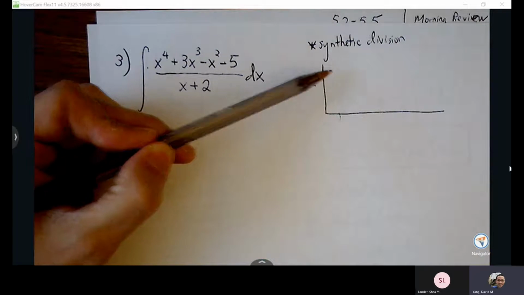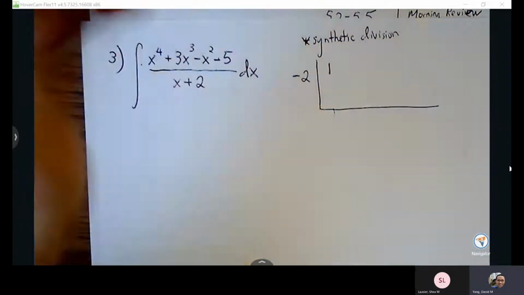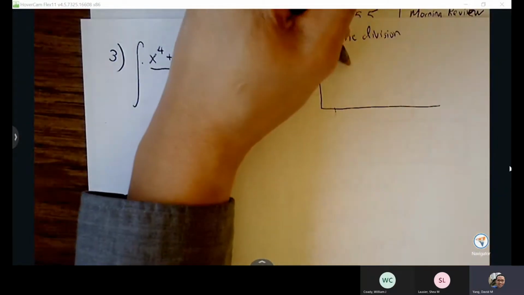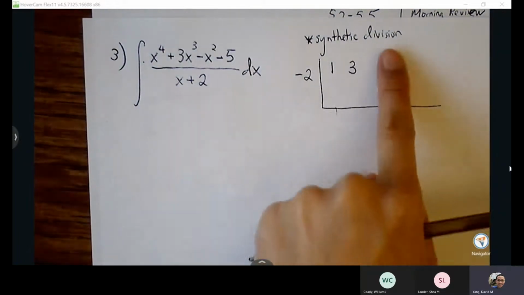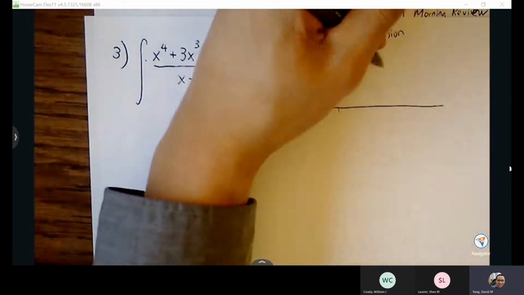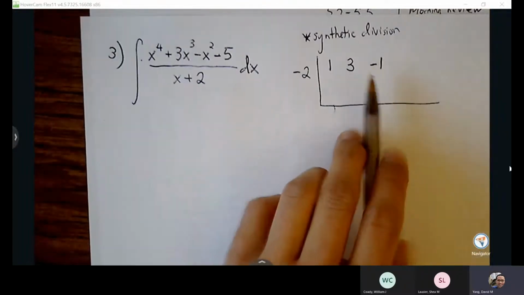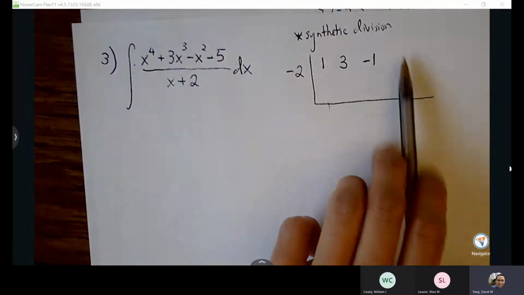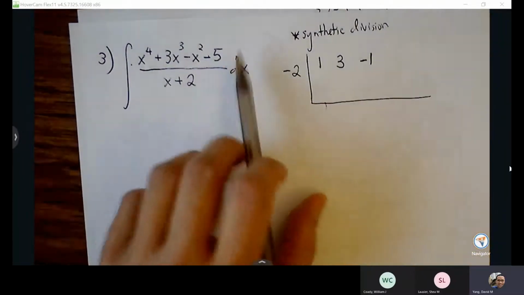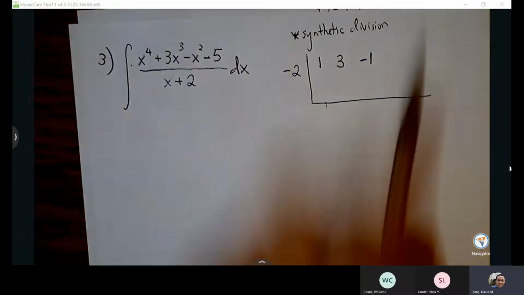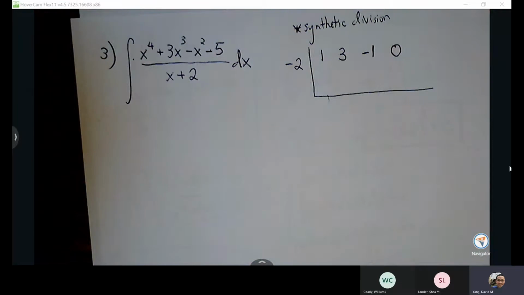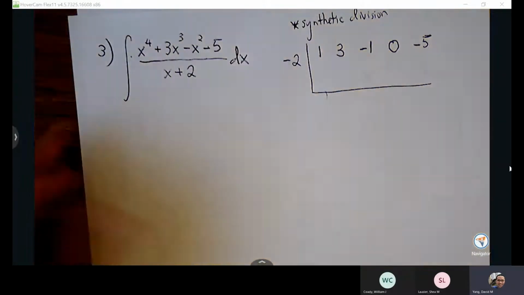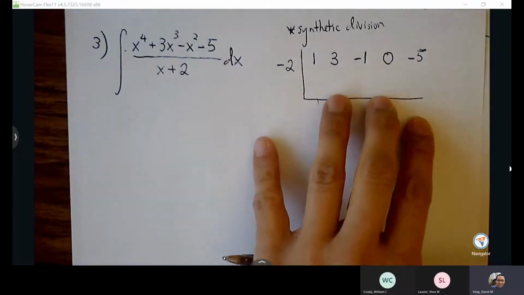So we'll start with degree 4, coefficient of 1. Next up, we have degree 3. Degree 3 has a coefficient of 3. And then degree 2 has a coefficient of -1. But what's next? Okay, this is for degree 1st power, x to the 1st power. There's nothing here for x to the 1st power, but we need to have a placeholder for it. So we need to have a 0 for that x. And then finally the constant, the -5. Okay, any questions with the setup here?